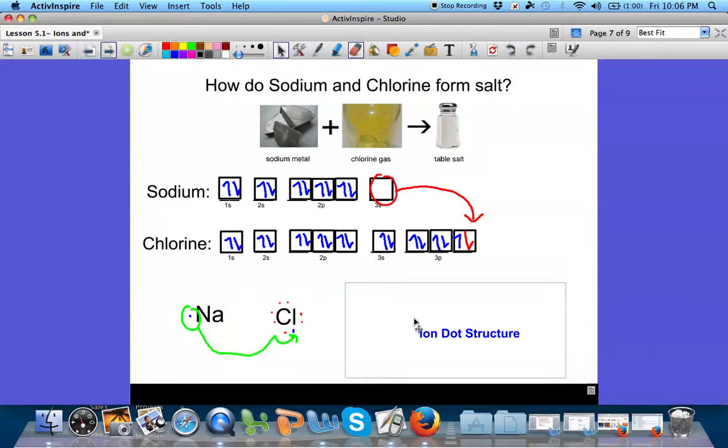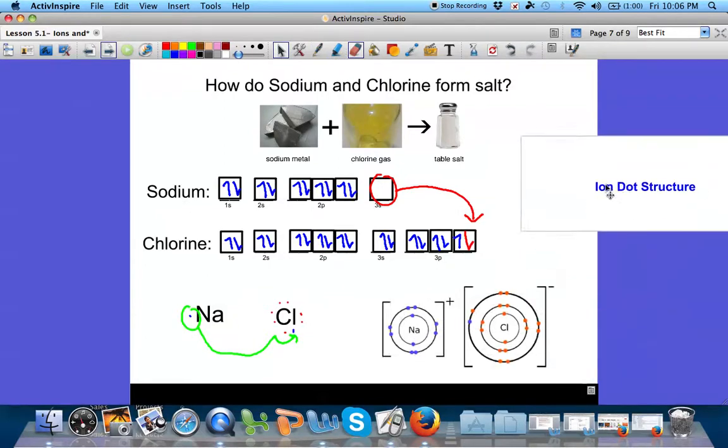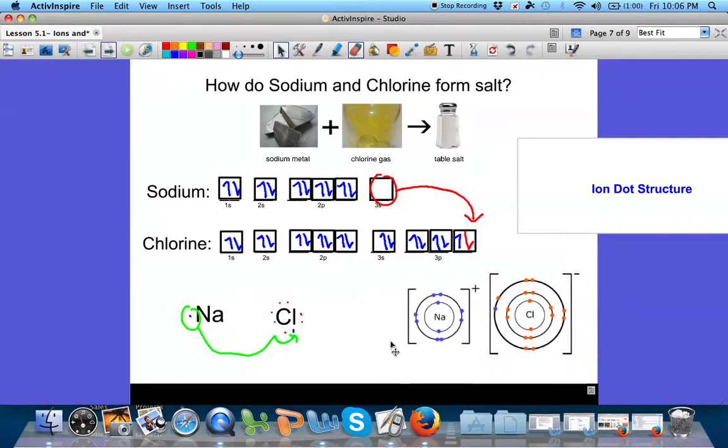The easiest way I think that you can see this, though, is in the Bohr models. Sodium lost the 1 electron in its 3s sublevel, giving it a positive charge. And then that 1 valence electron is coming over here to chlorine, giving it a 1 minus charge. And these two atoms are now attracted to each other because opposite charges attract.